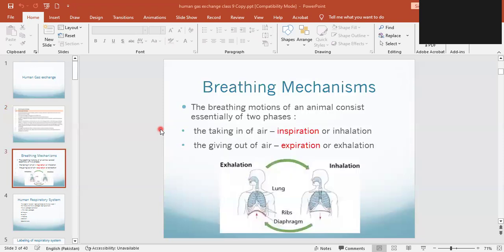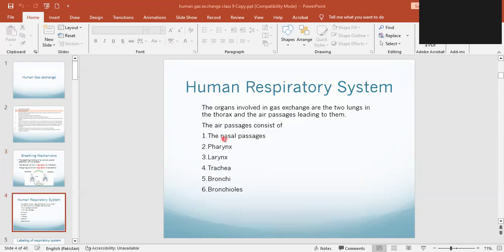So the breathing system is in animals, or in vertebrates. You take in the air, that is oxygen, and that's known as inspiration or inhalation. And then giving out the air is exhalation, that's expiration. We give out carbon dioxide and we take in oxygen. This is the breathing mechanism, and in the breathing mechanism we have a system known as the respiratory system.